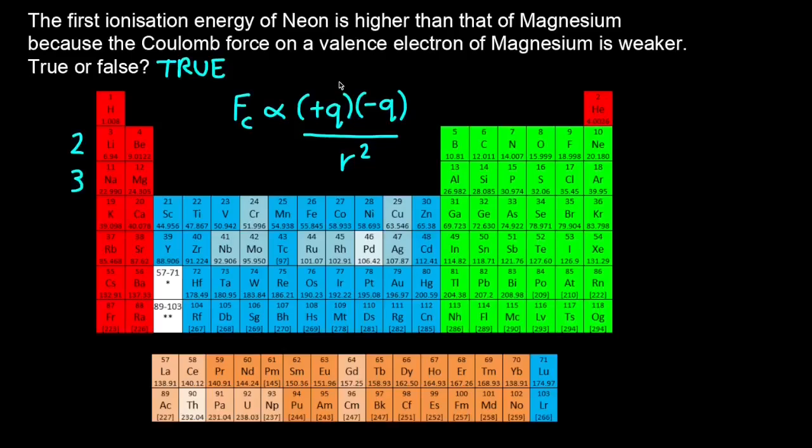And consequently, it's more difficult to ionize a valence electron from neon than it is from magnesium. And generally, recall that when we move from the left to the right of the periodic table, the ionization energy increases because the effective nuclear charge increases. And as we move down the periodic table, due to the additional shell, the ionization energy decreases.